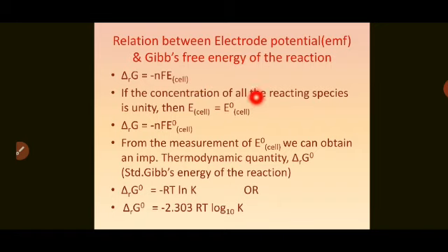If the concentration of all the reactant species is unity, then E cell is always considered as E naught cell, that is the standard electrode potential. This we have already learnt. So the same equation can be written as delta r G is equal to minus n F E naught cell. So from the measurement of E naught cell, we can obtain an important thermodynamic quantity.